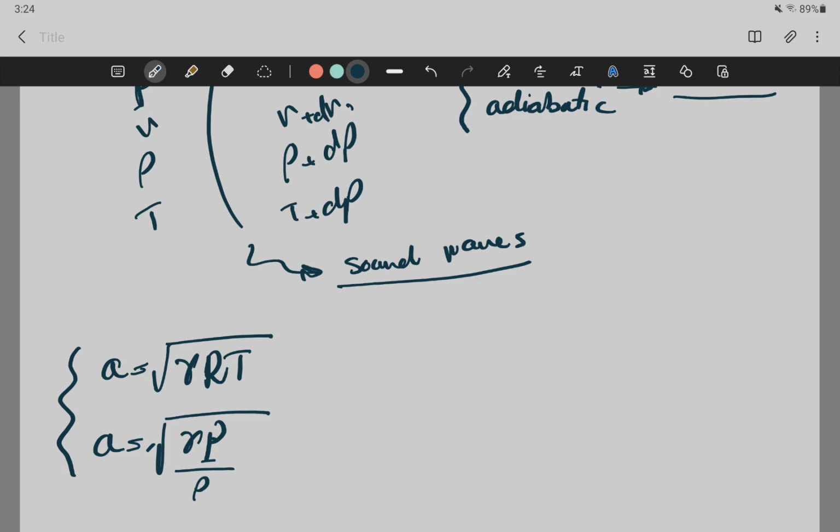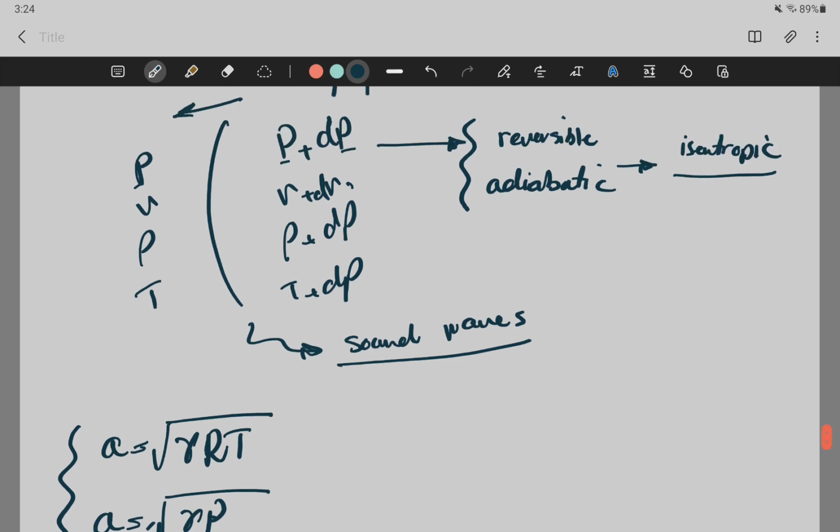We just learned about the three fundamental laws in aerodynamics and fluid mechanics. What were those? Conservation of mass, the momentum equation, and the conservation of energy. So let's apply the conservation of mass here.